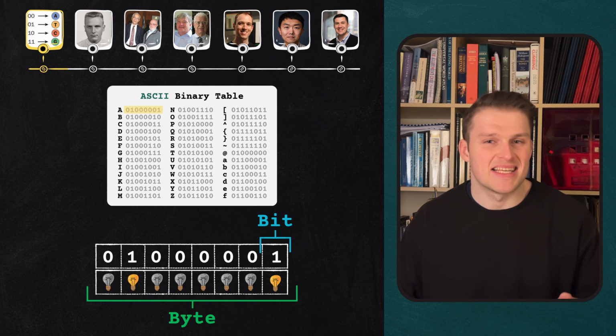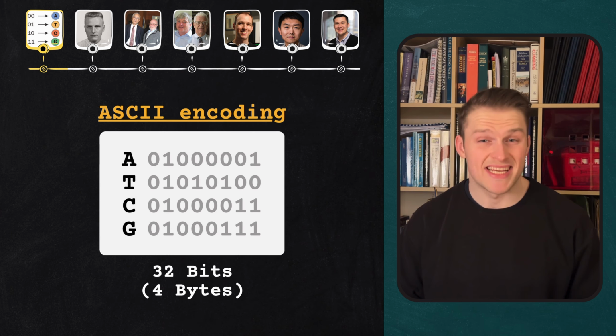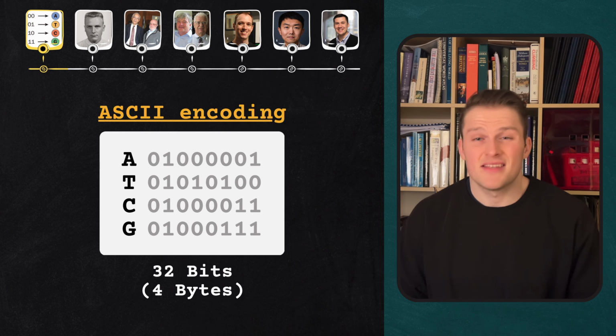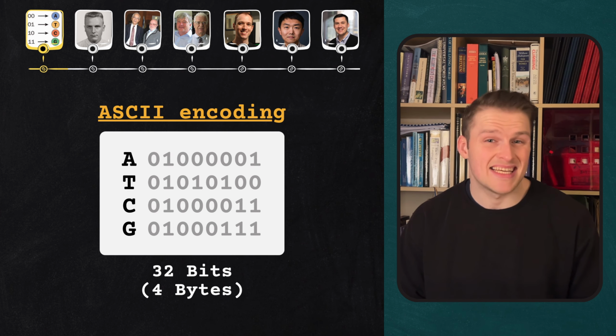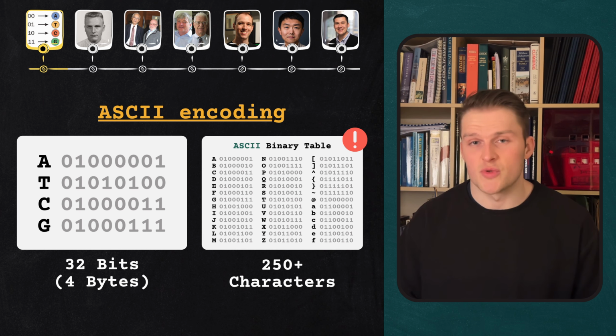Think of a bit as a single switch that can be either on, 1, or off, 0, and a byte as 8 of these switches lined up in a row. Here's what happens when we store DNA base letters using ASCII. So our simple DNA sequence ATCG takes up 32 bits or 4 bytes of storage space. This is incredibly inefficient when you think about it. DNA only has 4 possible bases, A, T, C, and G, but we're using the ASCII system designed to represent over 250 different characters, including uppercase and lowercase letters, numbers, and special symbols.